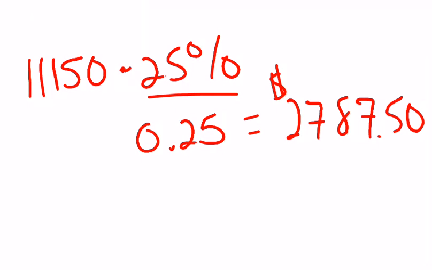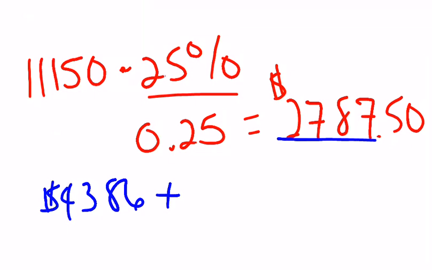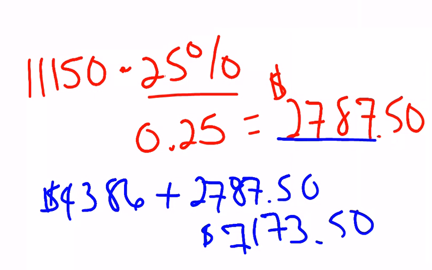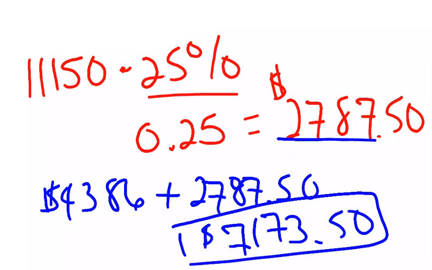So how do we figure out her tax? Well, remember it says that we have a base amount, which is $4,386, they told us, and now this new amount, which is $2,787.50, and the grand total that we're looking for is $7,173.50. So this is how much tax she would owe.